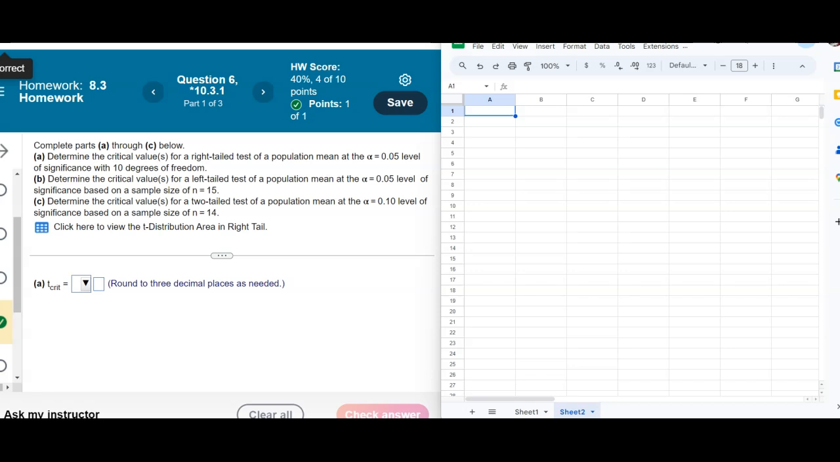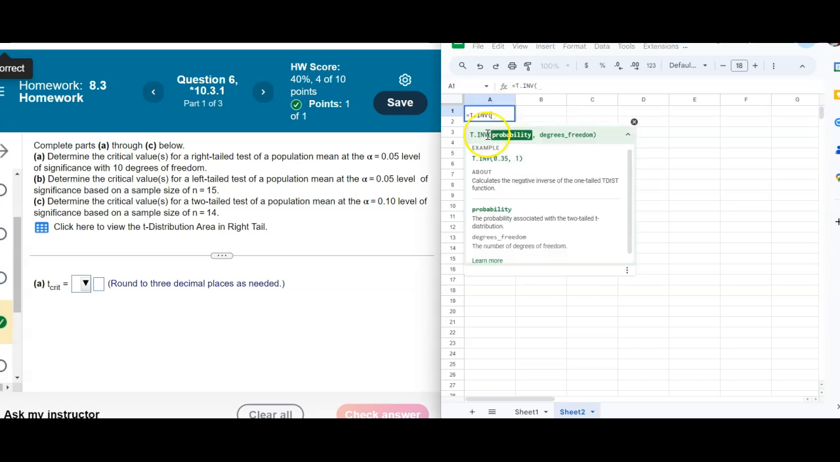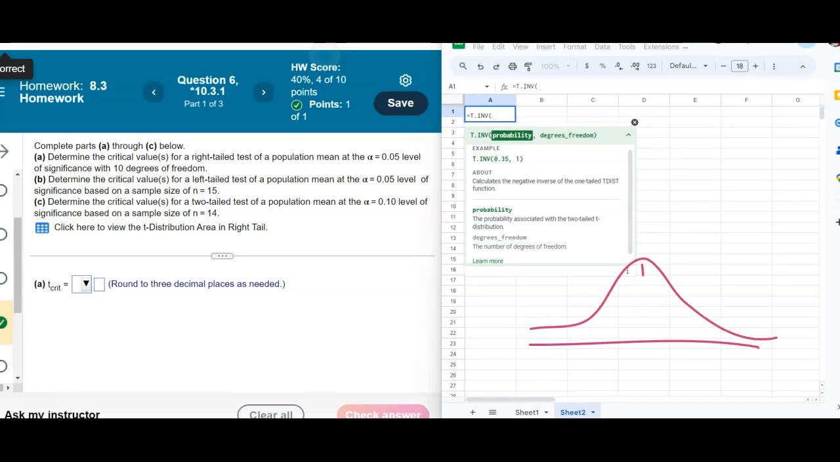Hey stats class, I'm going to go over how to find critical t-values using a spreadsheet. What we have to remember here is that we are using the t-distribution. So I need t-inverse. I'm going to do equals T.INV. What we're trying to find is the number in the t-distribution, which, remember, has a 0 in the middle just like the z-distribution did.